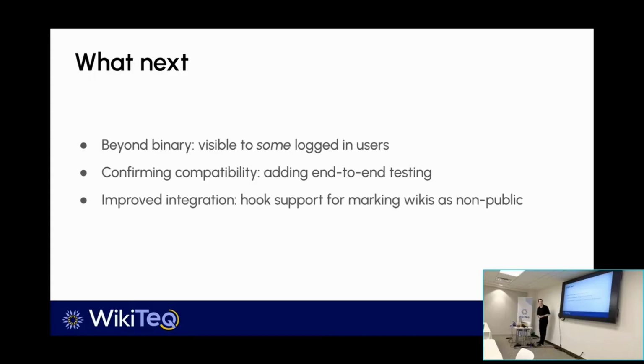Improved integration. The way that we tell MediaWiki that this wiki should not be public is by intercepting the group permission lookup for what rights the everyone group has. That's kind of a hack. It works, and all the best hacks do, but ideally MediaWiki would have some kind of hook for, is this wiki public or not, instead of relying on permissions, so that we can draw a distinction between read rights and reading file content.